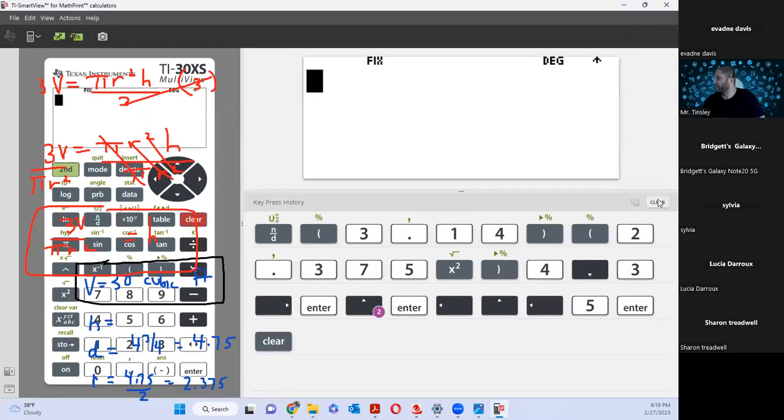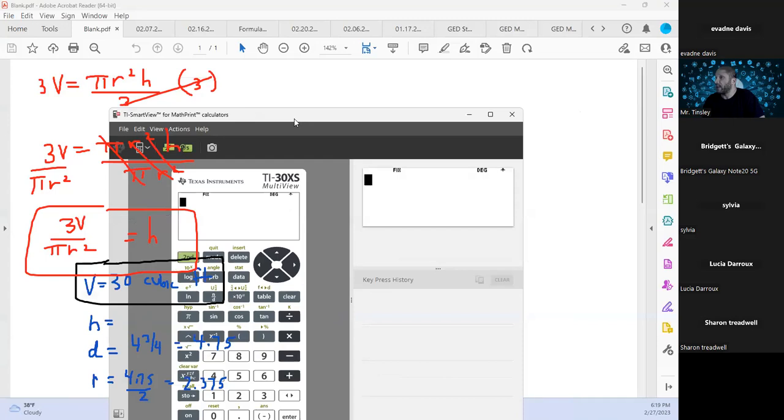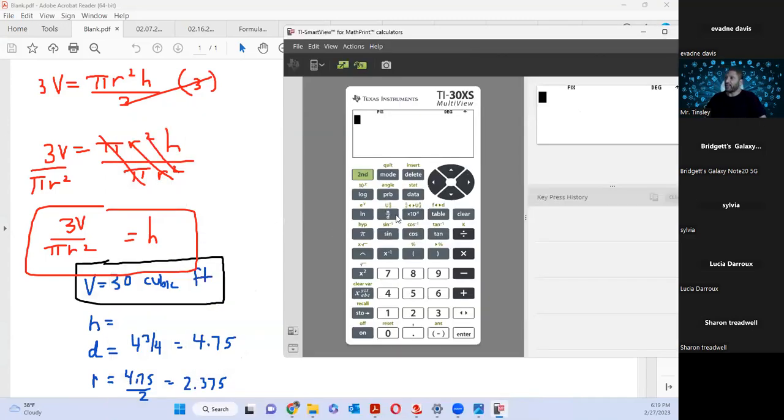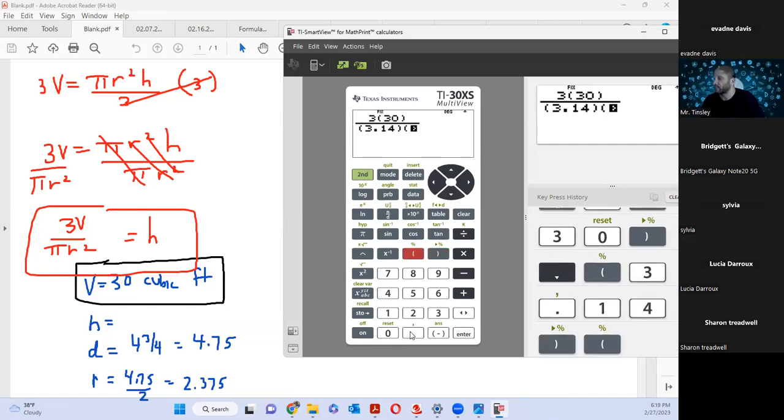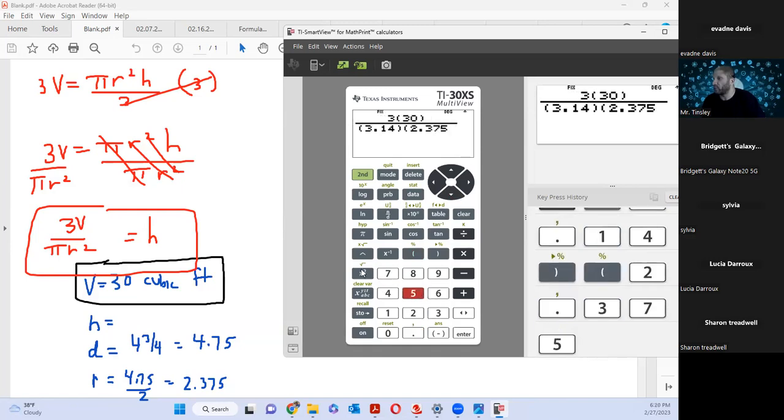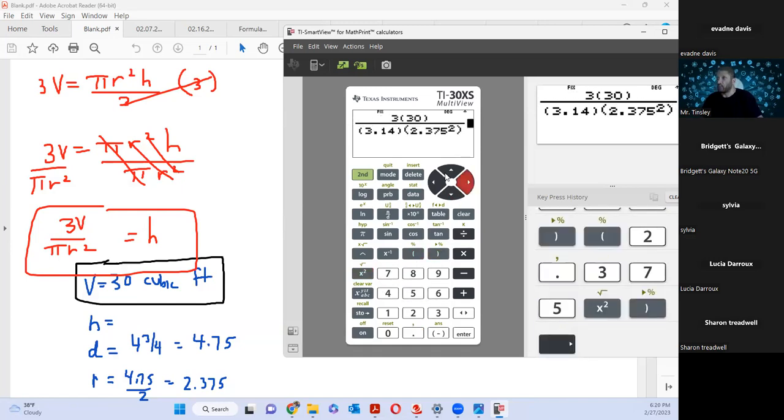I need to clear everything out. And I'm going to use that formula that we had. So 3 times V. What is our volume? 30. Divided by pi r squared. What's pi? 3.14. And what's our radius? 2.375. And we need to square it, correct? Yes, square. So look what we did: 3V divided by pi r squared. Did we still get the same answer? We got the same answer.